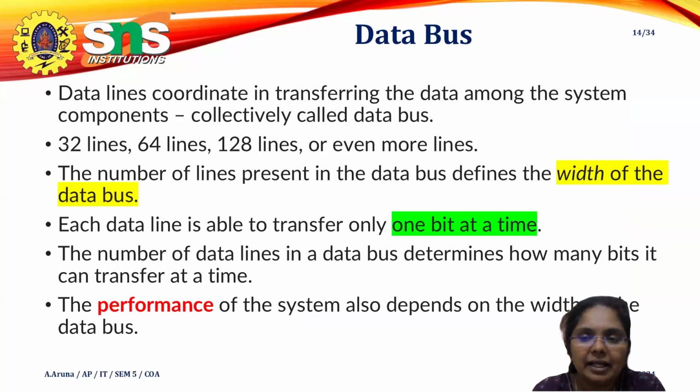How can we calculate the width of the data bus? The number of lines present inside the bus defines the width of the data bus. Here we have either 32 lines, 64 lines, or 128 lines. Each line is capable of transmitting only one bit at a time. So the number of data lines in a data bus determines how many bits can be transferred at a time. This is how we can calculate the performance of the system; it also depends upon the width of the data bus.